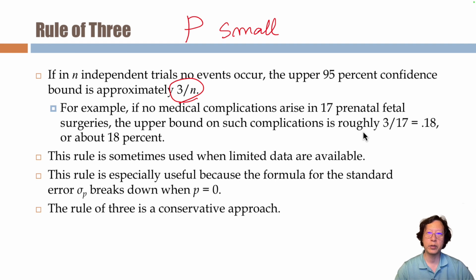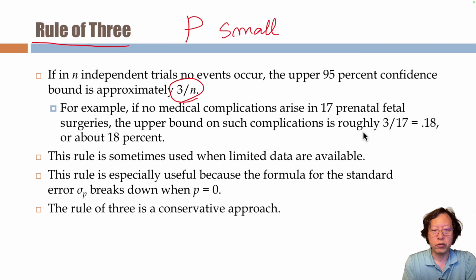So 0.2% means 2 times out of 1000. So if you collect like 100 or 200 samples, maybe you may not see any of the observations, right? In that case we can use the rule of 3.